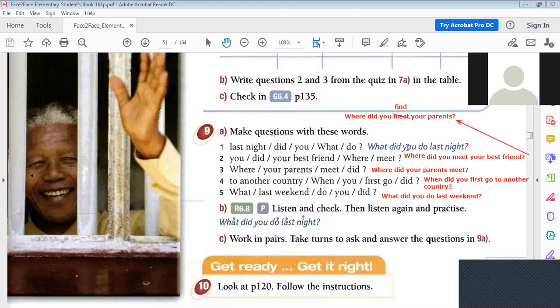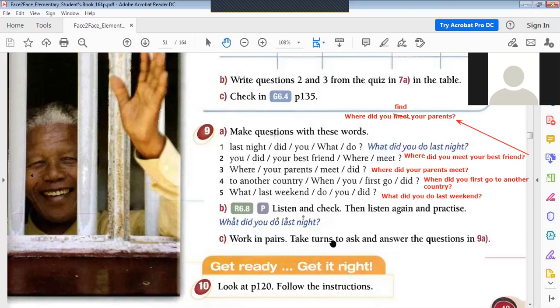I didn't do anything. I stayed at home. Okay. Where did you meet your best friend? I met her at school. Where did your parents first meet? At their wedding. When did you first go to another country?